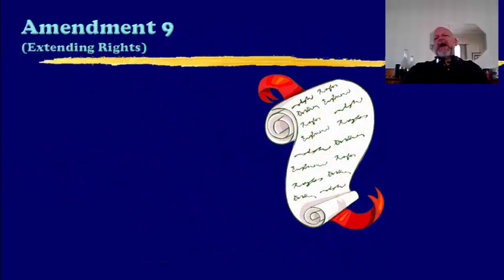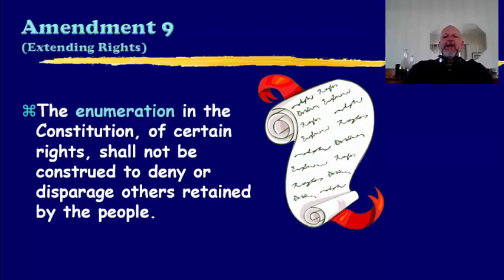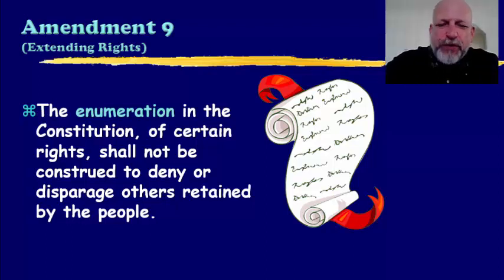The Ninth Amendment I generally refer to as that amendment that extends many rights to the people. The Ninth Amendment reads, "The enumeration in the Constitution of certain rights shall not be construed to deny or disparage others retained by the people." Those are some big words.